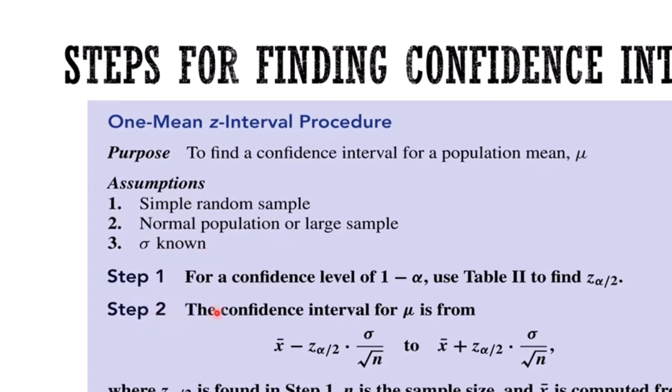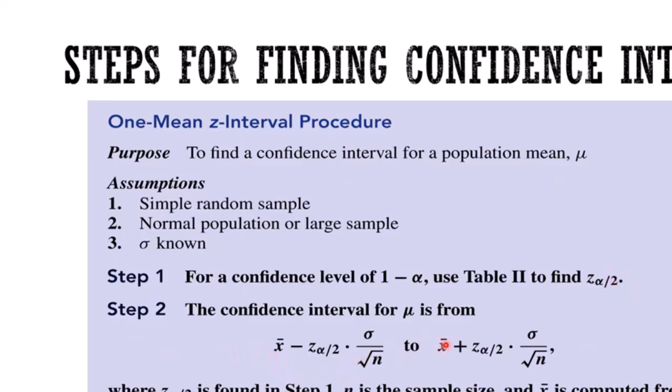Step one is, for a confidence level of 1 minus alpha, use the table, or you can use your calculators as well, if you have a statistical package on your calculator. We need to find the z of alpha by 2. So we have to find the z value whose area to the left is alpha by 2, or it could have an area on the right hand side too, which is alpha by 2.